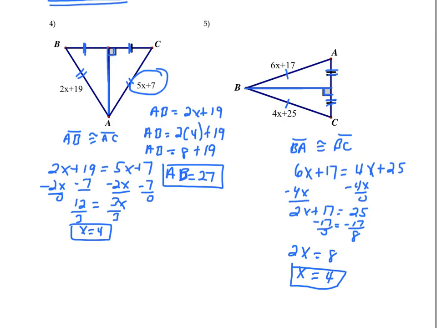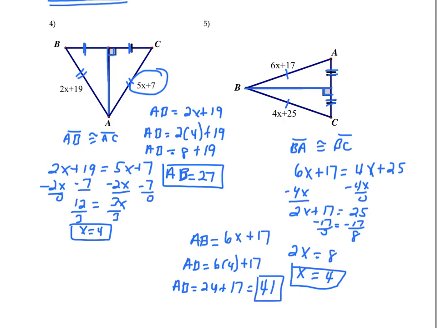Don't forget, we also have to find the length of line segment AB in this case, according to the directions. So we're going to plug in 4 into the equation 6x plus 17. So we need to do 6 times 4 plus 17. So AB is equal to 24 plus 17, which gives us 41. And again, you can double check your work by plugging the 4 in for x on BC and making sure that's equal to 41 as well.